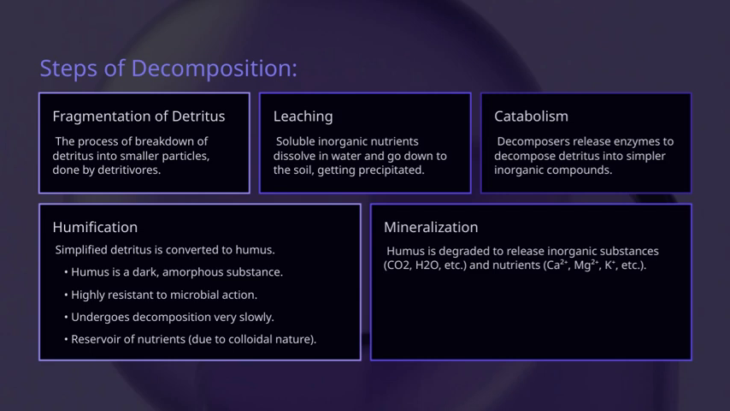matter. Simplified detritus is gradually converted into humus through a process known as humification, which involves the breakdown of larger particles into smaller ones by detritivores, or decomposers. This process of breaking down detritus into smaller particles is called fragmentation, and it's a vital first step in decomposition. Overall, these steps, fragmentation, humification, and mineralization, are all interconnected and essential for cycling nutrients back into the ecosystem, maintaining soil fertility and supporting plant growth.